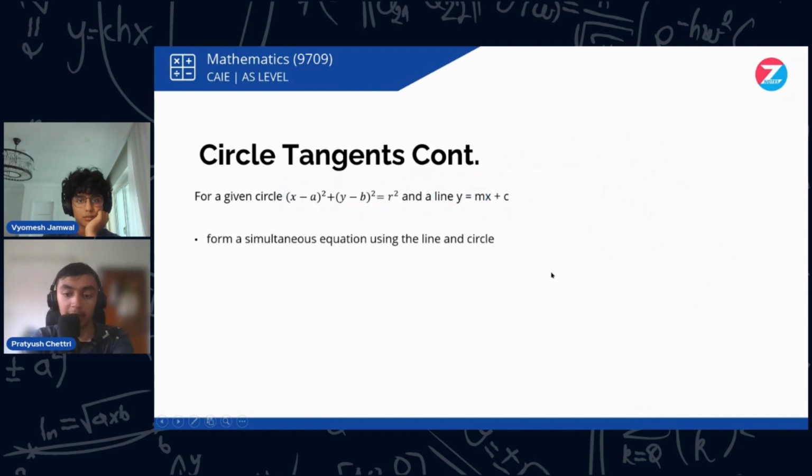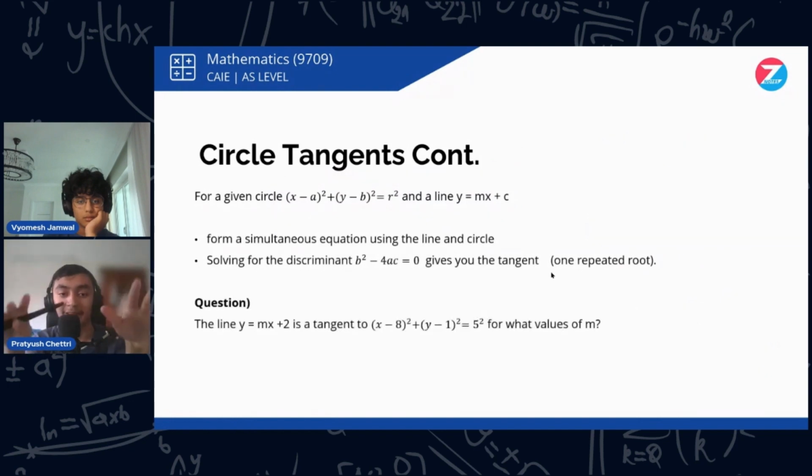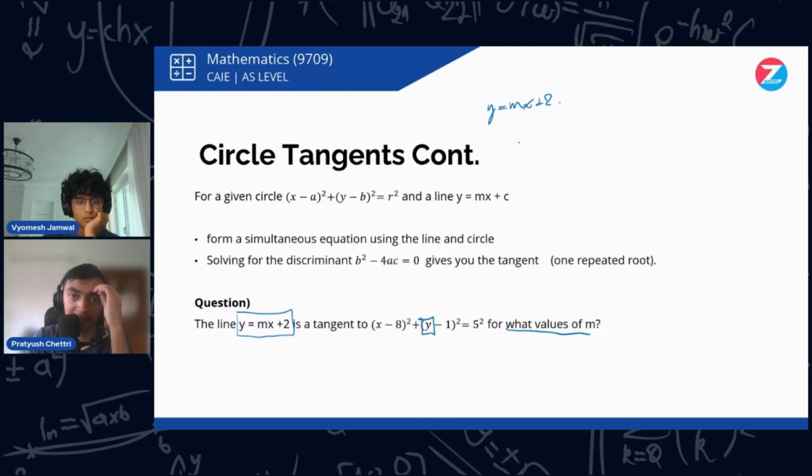So anyway, you first have to make a simultaneous equation and then get the discriminant, which is algebraically very heavy. To show you what I mean, this line is a tangent to this circle for what values of m? First, simultaneous equation. Since we know that y equals mx plus 2, we'll substitute y. That gives us (x minus 8) whole squared plus, instead of y, (mx plus 2 minus 1) whole squared equals 5 squared.